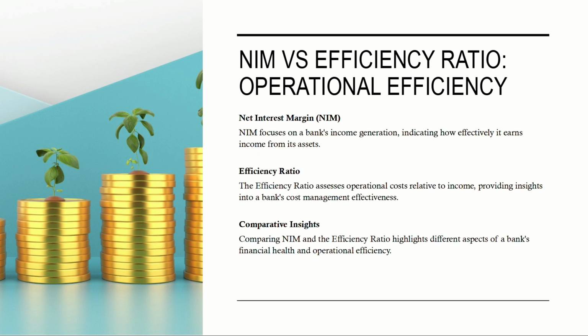NIM versus efficiency ratio, operational efficiency. Net interest margin focuses on a bank's income generation, indicating how effectively it earns income from its assets. Efficiency ratio. The efficiency ratio assesses operational costs relative to income, providing insights into a bank's cost management effectiveness. Comparative insights. Comparing NIM and the efficiency ratio highlights different aspects of a bank's financial health and operational efficiency.